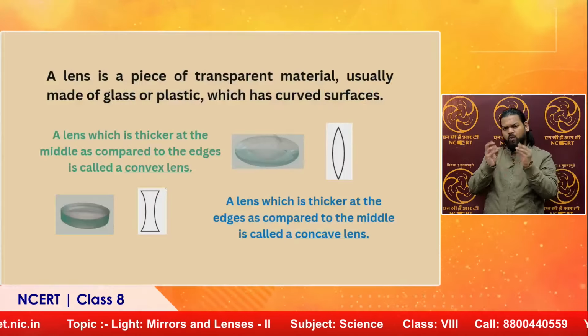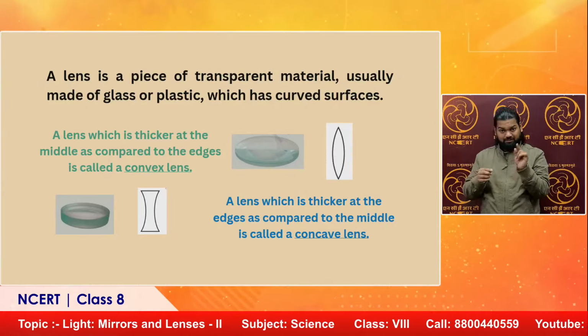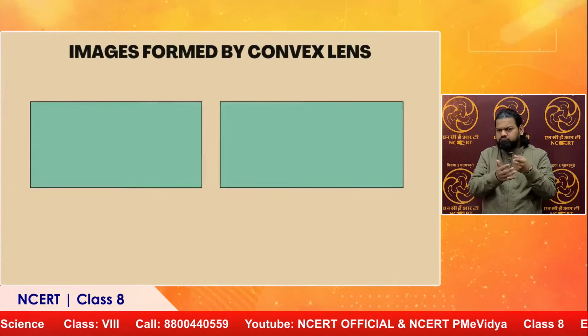The touch only tells you. The convex lens is thicker in the middle, and the concave one is thicker at the edges. So when you touch it, you can easily feel the difference between these two. Now further talking about these lenses, what happens?